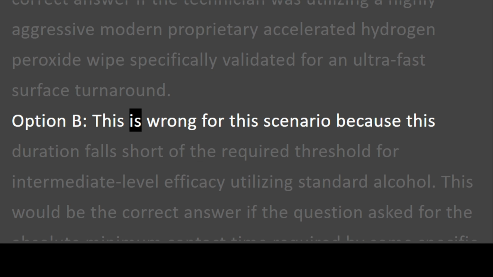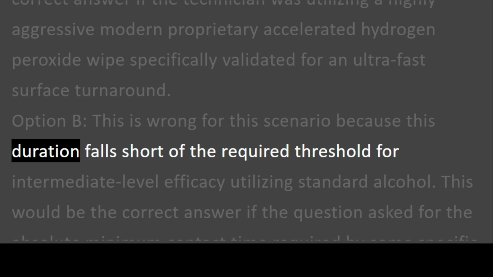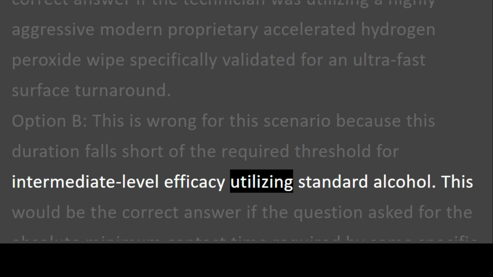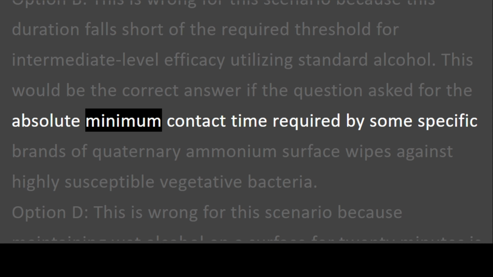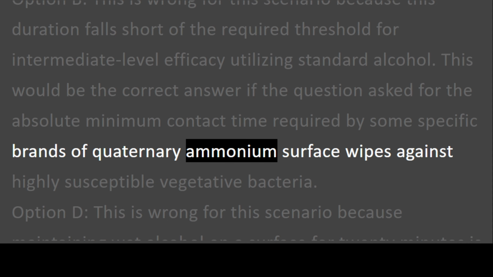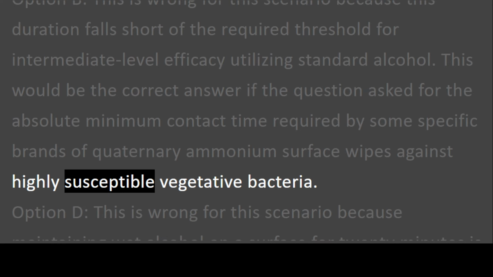Option B. This is wrong for this scenario because this duration falls short of the required threshold for intermediate level efficacy utilizing standard alcohol. This would be the correct answer if the question asked for the absolute minimum contact time required by some specific brands of quaternary ammonium surface wipes against highly susceptible vegetative bacteria.